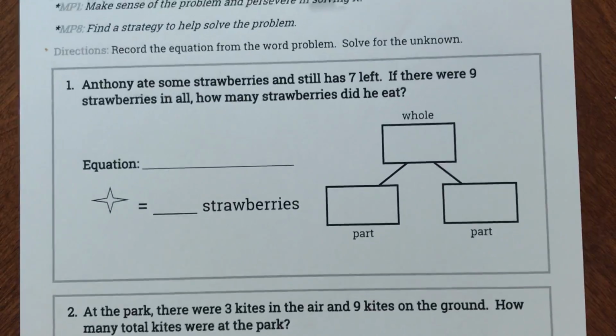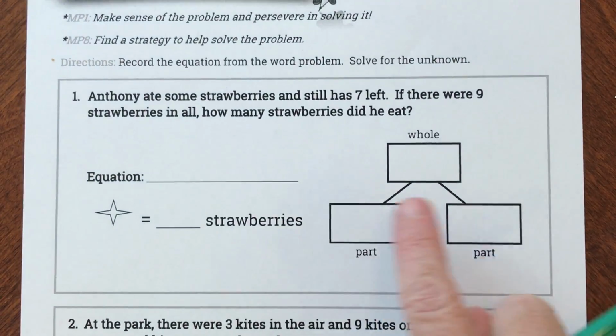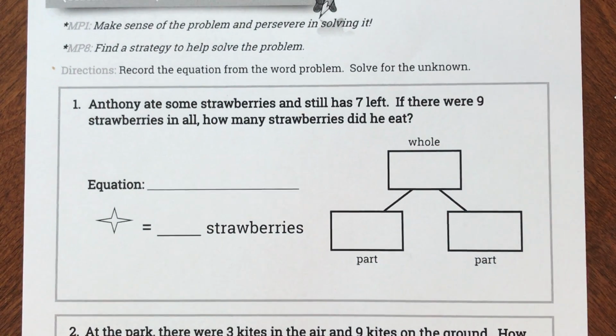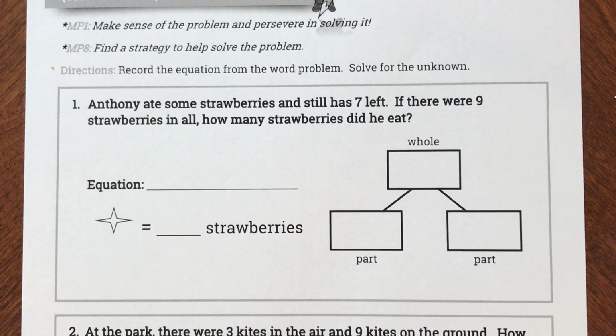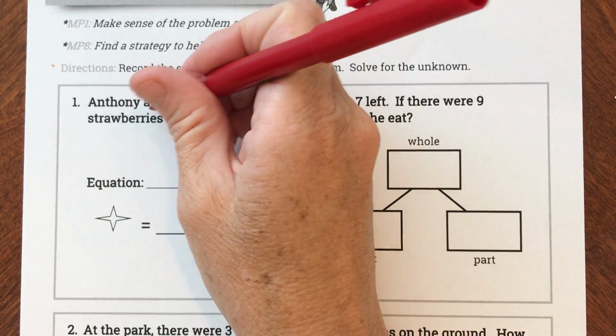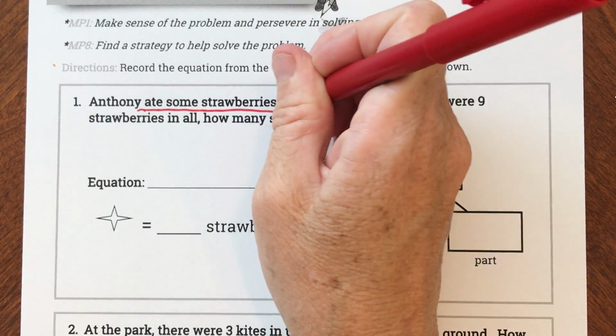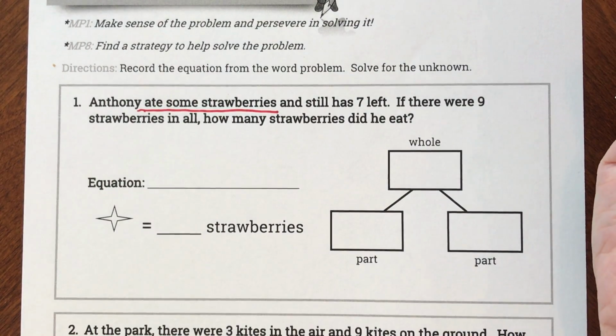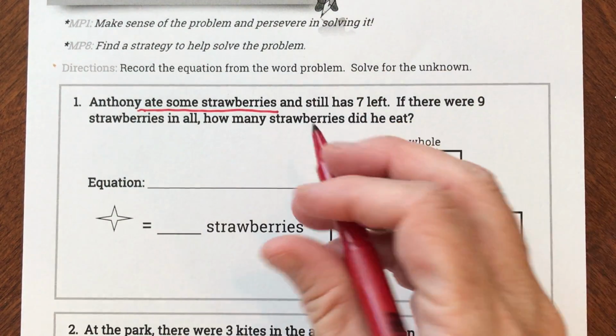Okay, so boys and girls, I'm going to do my first one for you. So we don't know what could be missing. It could be one of the addends or it could be the sum. So we have to really read carefully. Okay, it says, Anthony ate some strawberries and still has 7 left. There were 9 strawberries in all. How many strawberries did he eat? Okay, this one's a little tricky, but it says he ate some. Anthony ate some strawberries. Do we know how many some is? No. So some is our unknown.